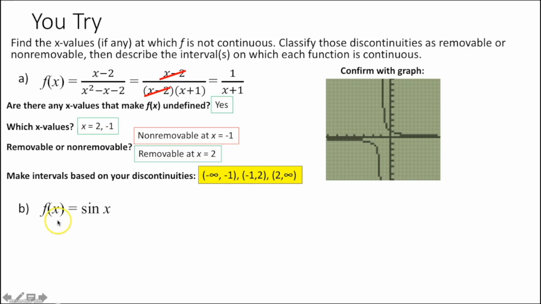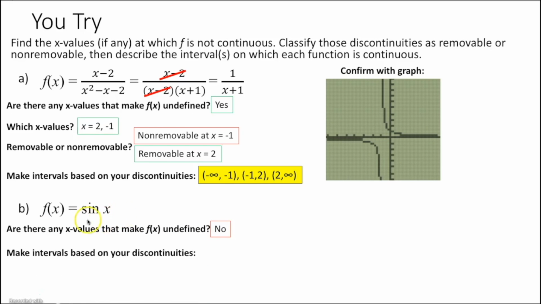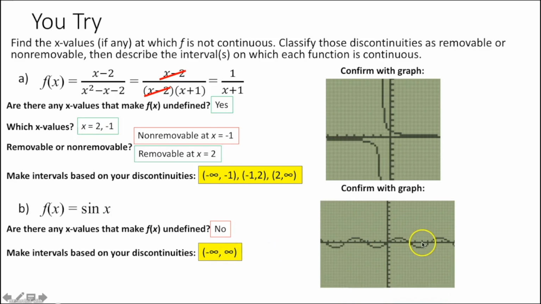For part B, we're dealing with f of x is equal to sine x. So again, we ask ourselves, are there any x values that make f of x undefined? So does sine x have any asymptotes or holes? No, it does not. Therefore, we know that this function is continuous throughout. When we're making our intervals based on our discontinuities, which there are none, we say that sine x is continuous from negative infinity to infinity. And you confirm this with your graphing calculator. You see there are no vertical asymptotes, there are no holes, so it's continuous throughout.